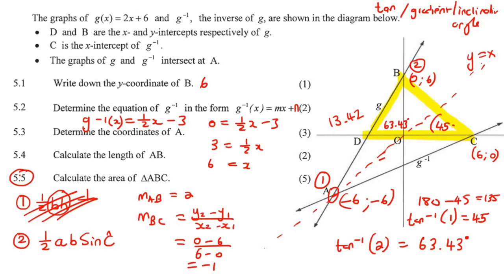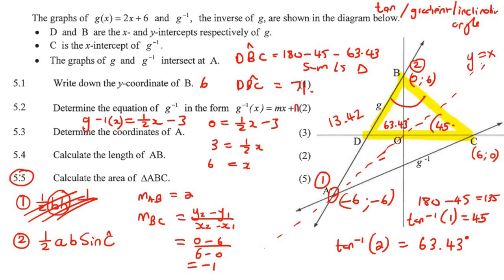And so we could then use sum of angles in a triangle to find this one. So we could say angle DBC is going to be 180 minus 45 minus 63.43, sum of angles in a triangle. And if we work out angle DBC, we would get 71.57 degrees. So that would be this one, 71.57.